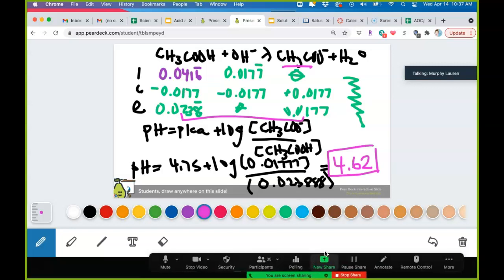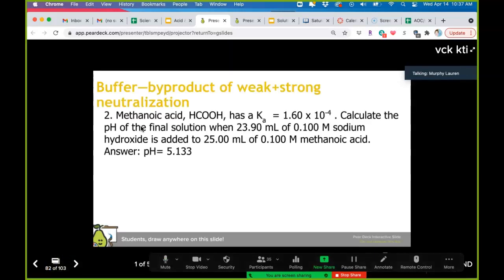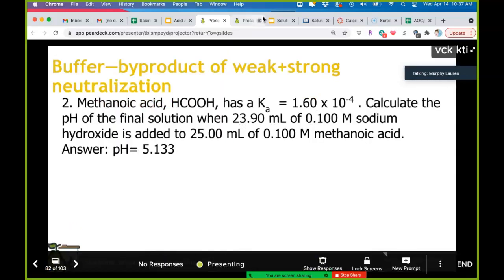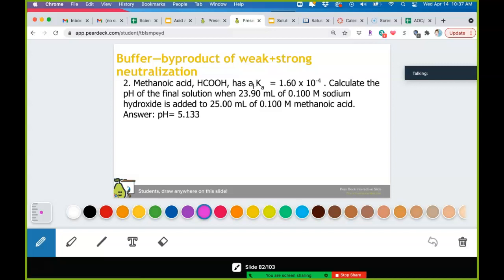Questions so far? Okay, we're going to try another one, but you're going to try this one on your own. Now, I need to warn you. This is going to be another buffer problem, right? But anyways, I gave you Ka. If you use Henderson-Hasselbalch, it does not have Ka in it. It has pKa. So you got to remember that that P means opposite the log.